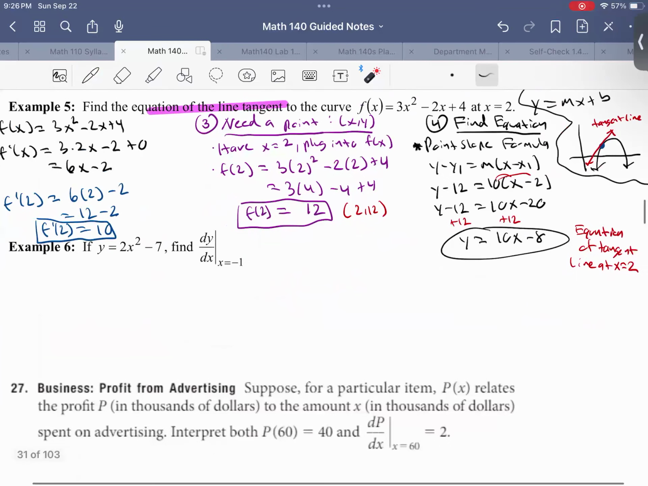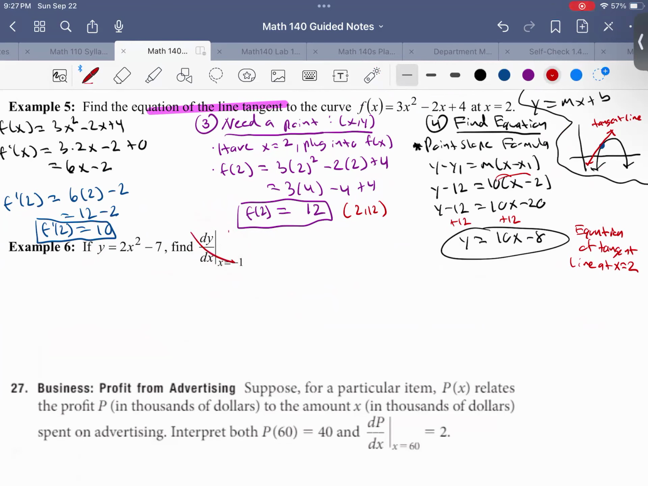So example 6 is if y equals 2x squared minus 7, find dy over dx. Evaluate at x equals -1. I'm not really too much of a fan of this notation. It means the same thing, but I personally just like when it says f prime of -1. All right, so that's what I kind of prefer.